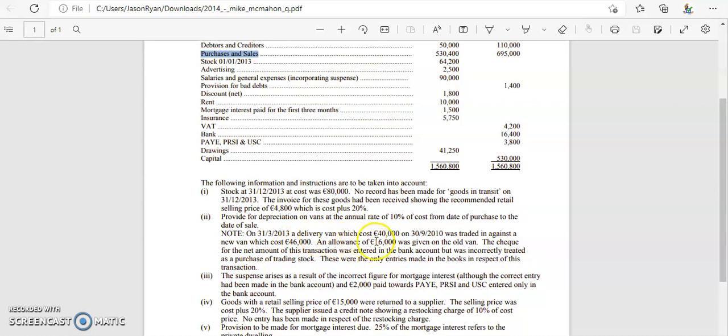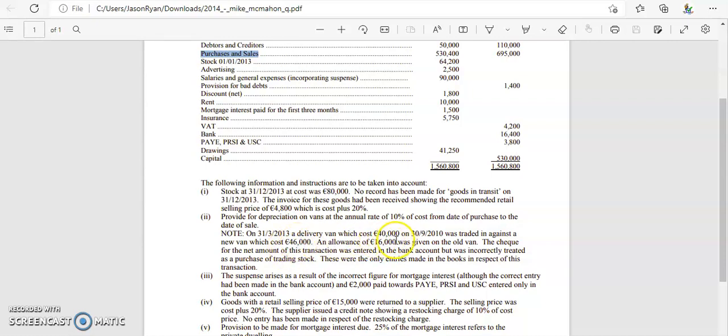A delivery van which cost $40,000 on the 30th of 9th, 2010. That's also important for calculating the depreciation, was traded in against a new van costing $46,000. So our new van is $46,000. The van that we sold is $40,000. An allowance of $16,000 was given on the sale of the old van. So that's telling us that this $40,000, we got $16,000 for it. So we didn't pay the full $46,000.